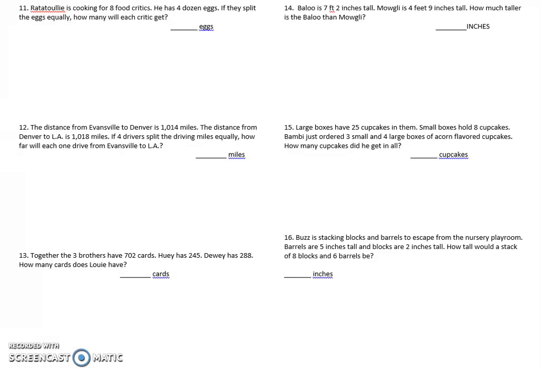Ratatouille's cooking for 8 food critics. He has 4 dozen eggs. So if I got 4 dozen, that's 12 times 4. Gets me to 48. He's cooking for 8 people, so it's 48 divided by 8. Hey, that's just exactly 6. So 6 eggs apiece.